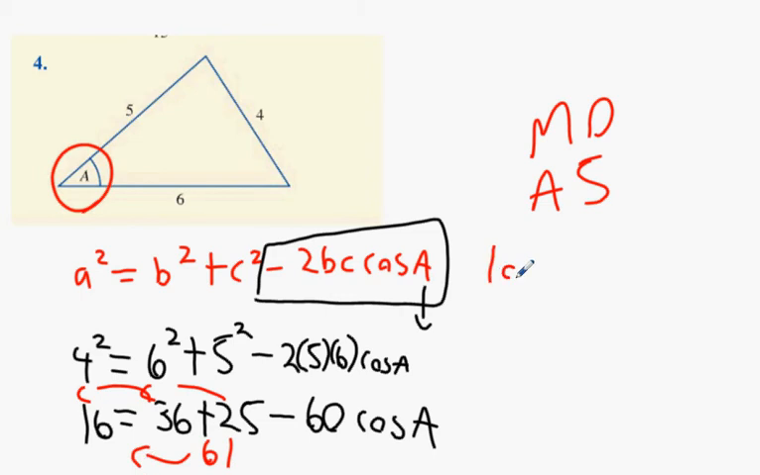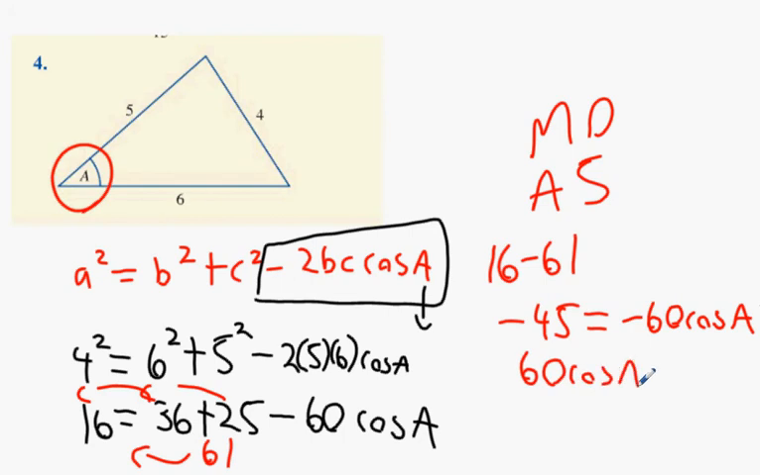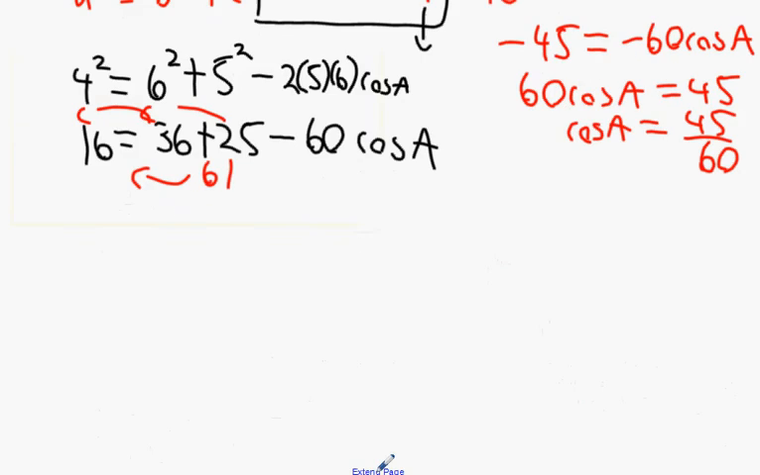So 16 take away 61 is minus 45. Okay, it's alright. And then that equals minus 60 cos A. Angle questions always end this way. This box here stays the same to the very end. Multiply both sides by minus, and I'll turn it around at the same time. 60 cos A equals 45. Divided by 60. Get the cos A on its own first. It's going to be 45 over 60. Okay, then after that, how do I get A on its own?